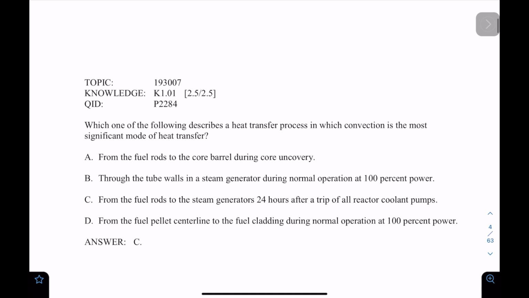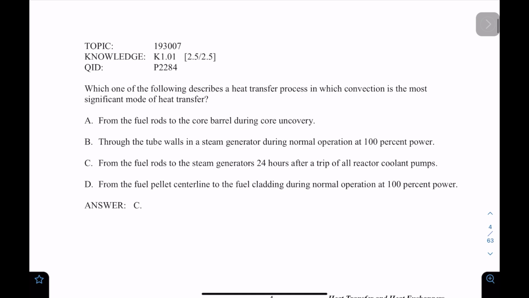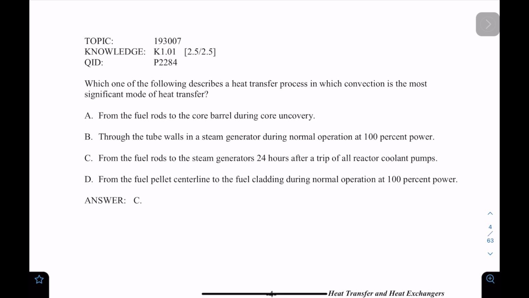Now the next one, P2284. This one is asking which one of the following describes a heat transfer process in which convection is the most significant mode of heat transfer. So this one is telling me to check each one of them and tell me which one is convection.